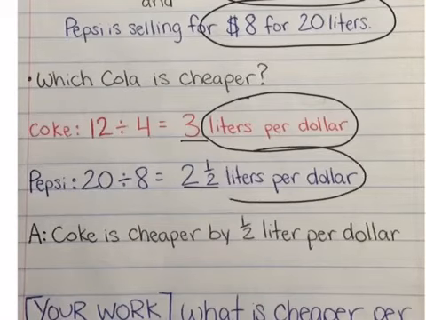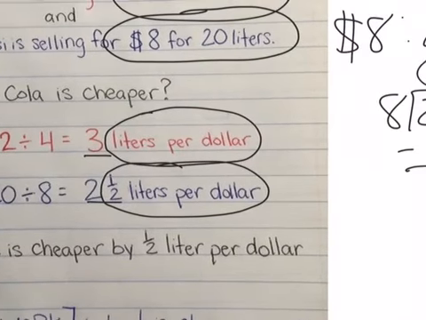What is that 3? Is it 3 liters per dollar? Or is it $3 per liter? If this were flipped and it was $3 per liter and this was $2.50 per liter, then Pepsi would be the cheaper one. Now it's tricky to remember those units, so I'm going to show you what you've already learned in order to figure out what the units are and how to always have the correct units.